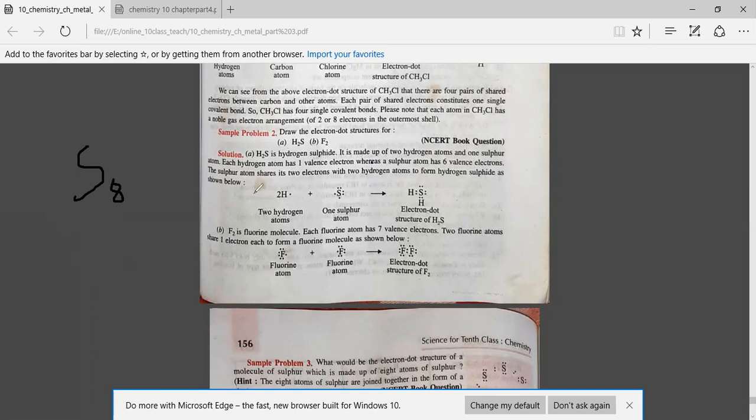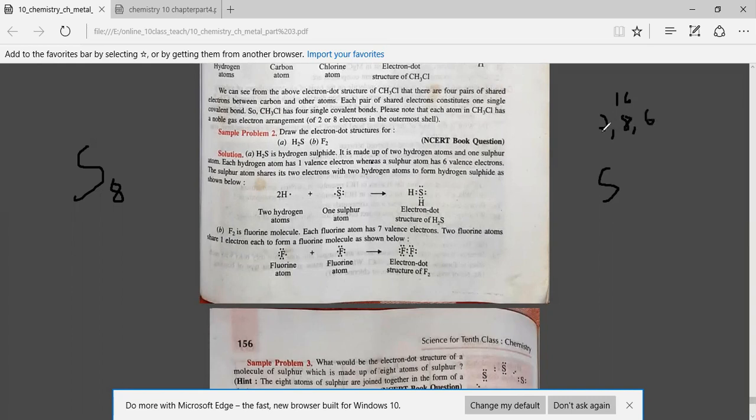And these 8 atoms form a closed ring. To form a ring, one sulfur should be on this side, and one sulfur should be on this side, because they have to form a ring. The sulfur atomic number is 16, so the electronic configuration is 2, 8, 6.